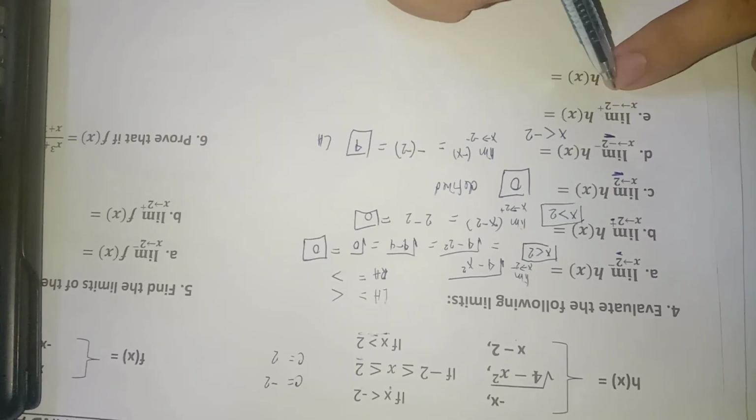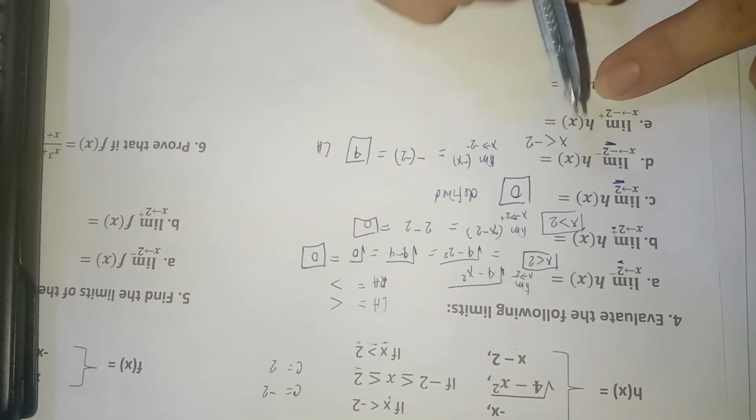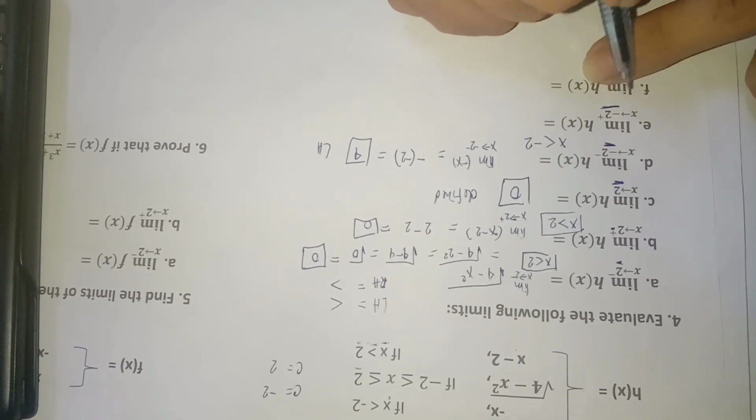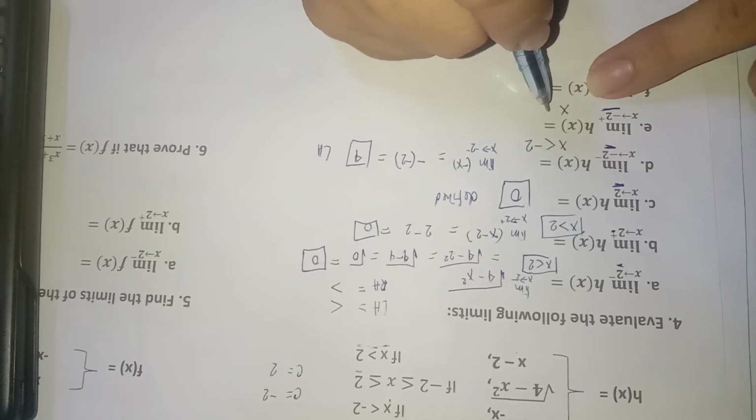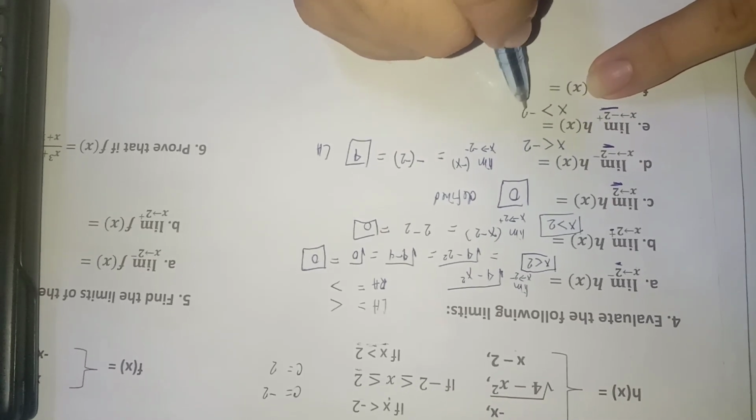Okay? Dako tayo sa negative 2 positive. Ito naman yung right hand. Ang ibig sabihin ng x approaches negative 2 positive is that we're looking for the values of x which is greater than negative 2.